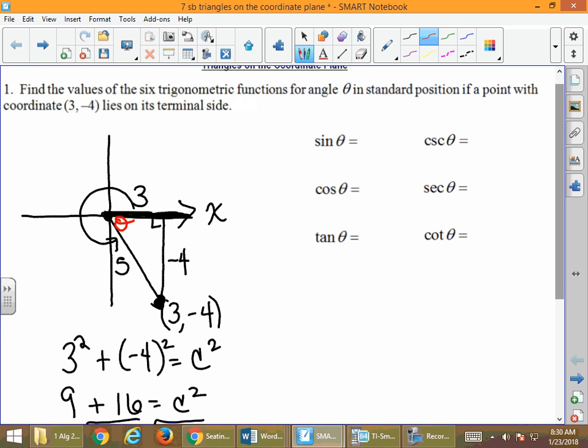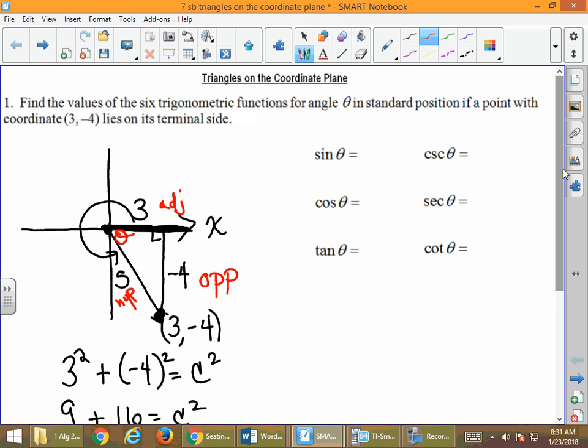And because theta is there, when we go across from theta, that 4 is going to be the opposite. Across from the right angle is the hypotenuse, which means that the side that has the length of 3 is the adjacent. And once again, at the very top of your paper, you maybe want to write. So, Katoa.